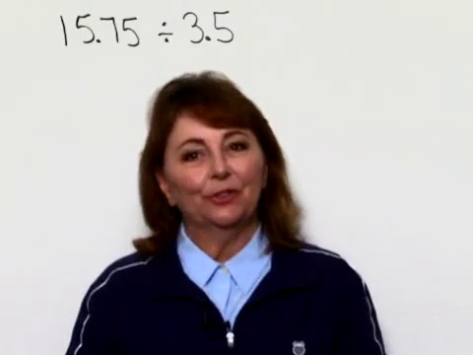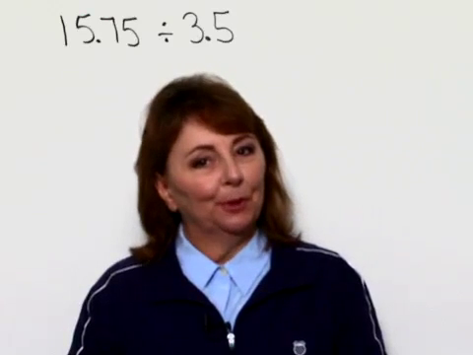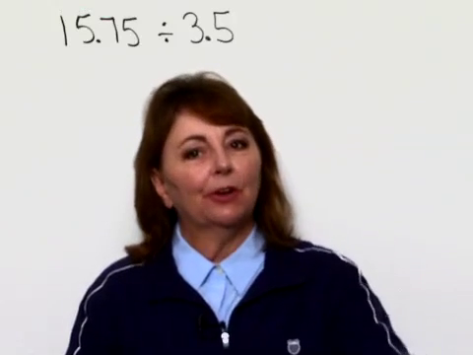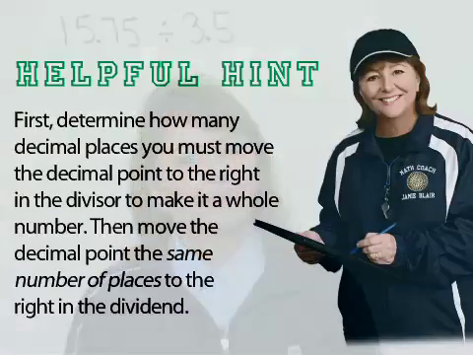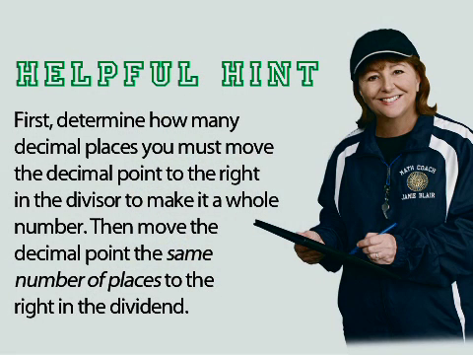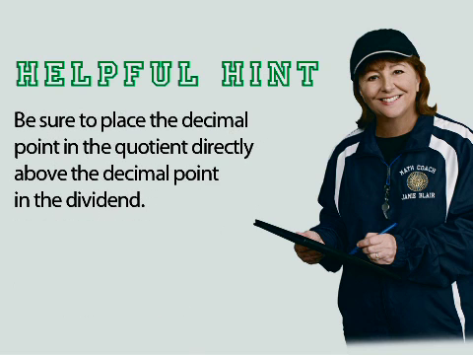In this session, we'll discuss how to divide a decimal by a decimal. Let's see what our helpful hint has to say about that. First, determine how many decimal places you must move the decimal point to the right in the divisor to make it a whole number. Then move the decimal point the same number of places to the right in the dividend. Be sure to place the decimal point in the quotient directly above the decimal point in the dividend.